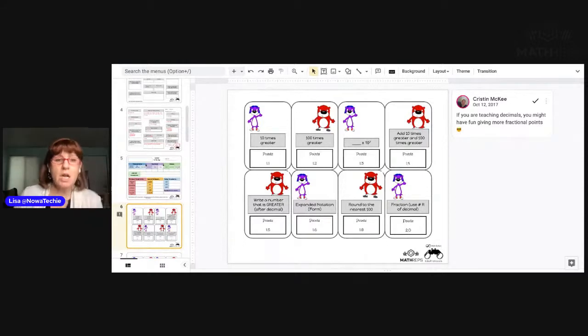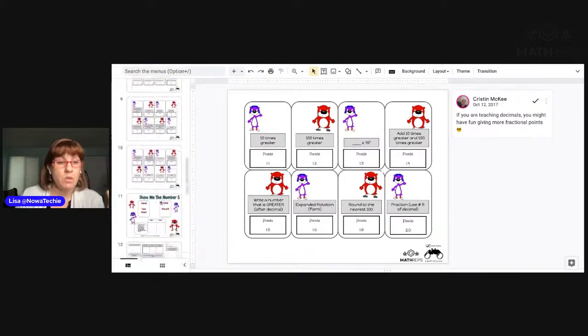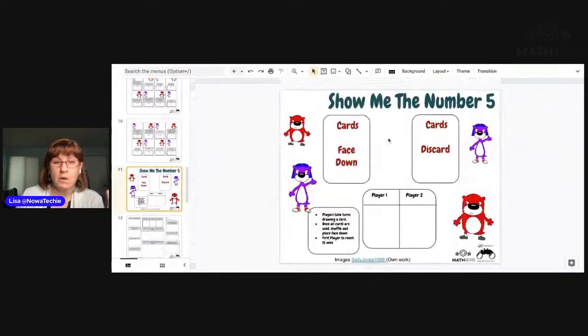So I take a card. I have to do 10 times greater, and I get points. So you start tallying up points and keeping score. And there is a scorecard in here too. So here's the scorecard. So you would put all the cards face down here.